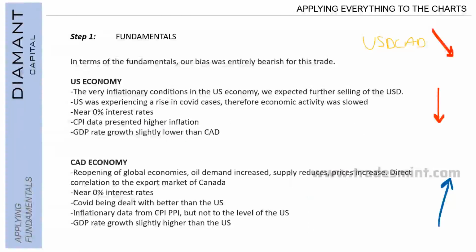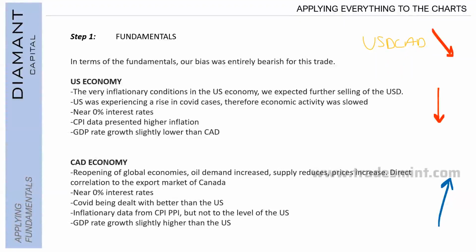The first step, before you even get into any technicals, you've got to understand your directional bias. In terms of fundamentals for this trade, we were completely convinced that our bias was bearish. So what you've got to do is look at both economies. The first one, the US. The first point was that they had very inflationary conditions in the US economy, and we expected further selling of the USD. As you understand, the more inflationary conditions there are, the more depreciation of that domestic currency.